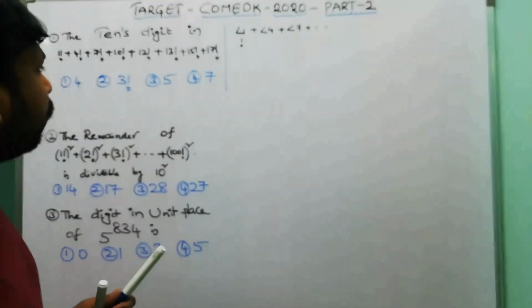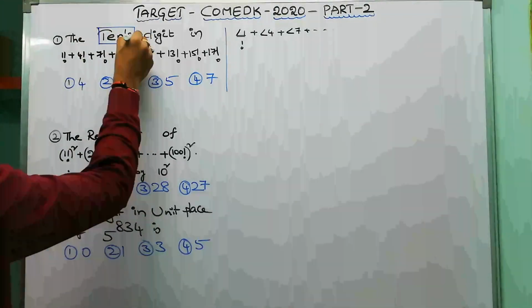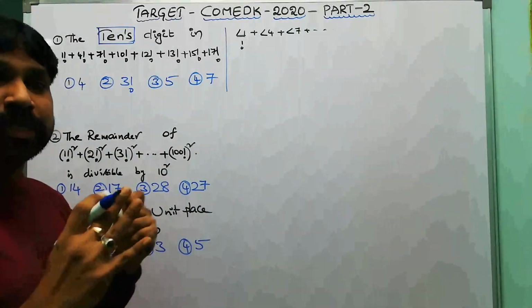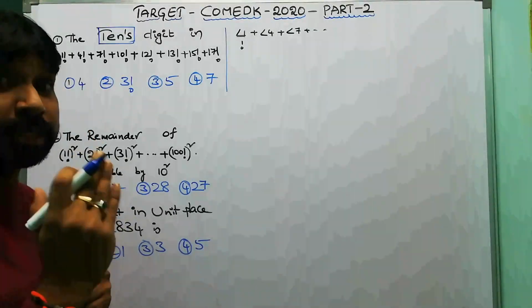Coming to next, what is the given question? First of all, let us understand. The question is: what is the tens digit in this factorial sum? It is a very, very easy concept, friends. First of all, you should know what the tens digit is.